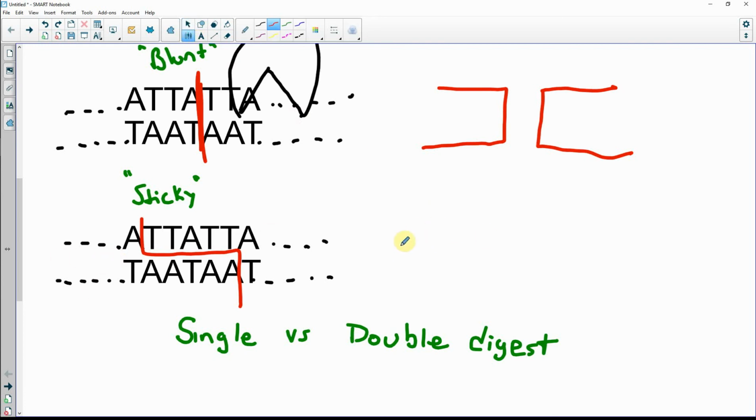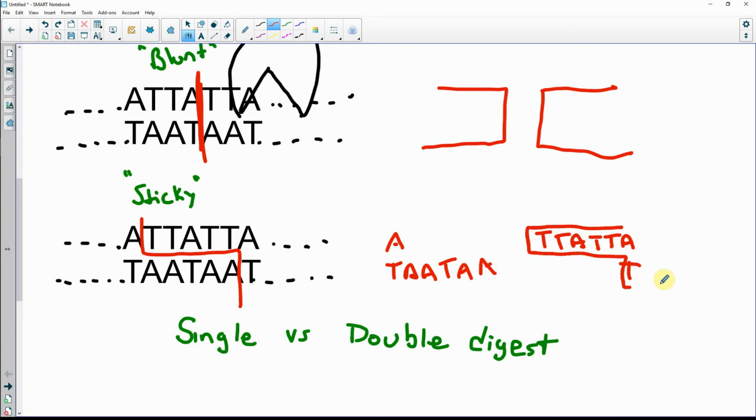From one side of the DNA, you're going to have an A and a T, A, T, A. And on the other side, you're going to have a T, T, A, T, T, A, T. And now these overhangs are on two different pieces of DNA. And the reason this is important is because DNA hates being alone. DNA does not like being single-stranded. It always wants to be double-stranded.